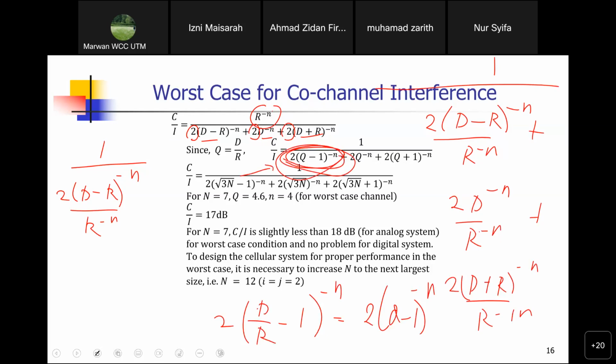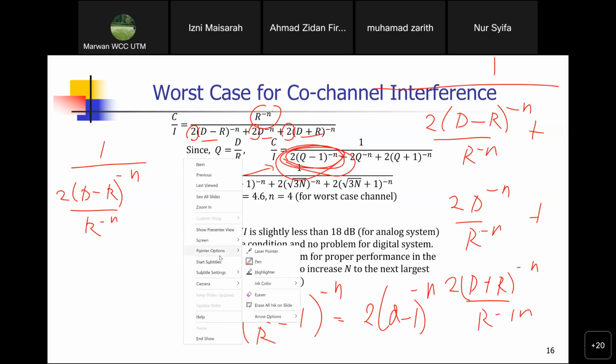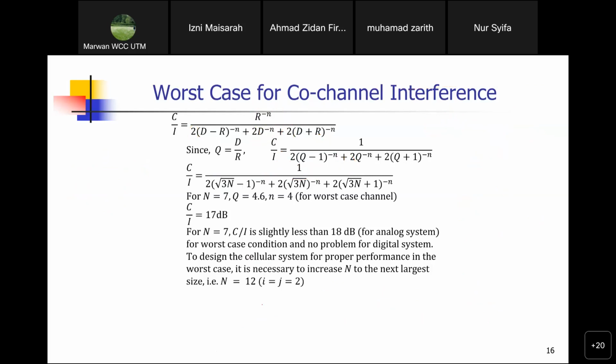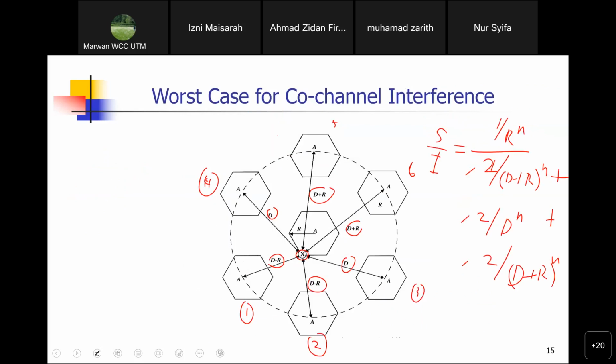Okay, 2q minus 1, negative n, 2q negative n, and 2q plus n. Okay, so you can see here, this is a worst case scenario. In the worst case scenario, you have 3 different components of distance, 1, 2, 3, because it comes from 3 groups.